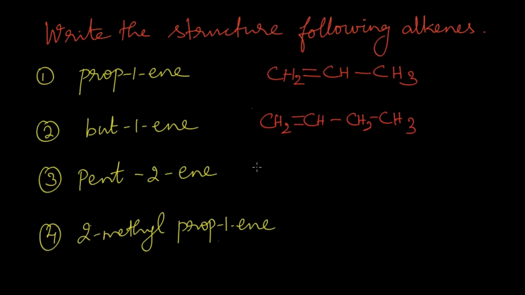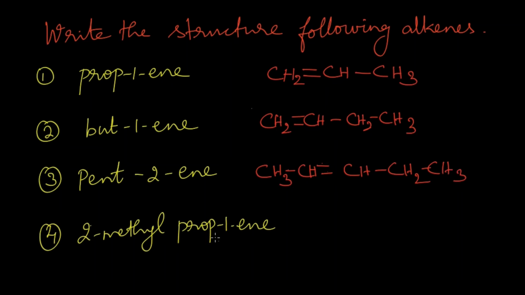And pent-2-ene. 5 carbons should be there. 1, 2, 3, 4, 5. Okay. In the second carbon, the double bond is present. And here single bond, single bond. And here how many carbons should be there? Only 1 carbon, because 1, 2, 3, 4 bonds are satisfied. Here CH3, here CH, and here CH2, CH3. This is the structure for pent-2-ene.